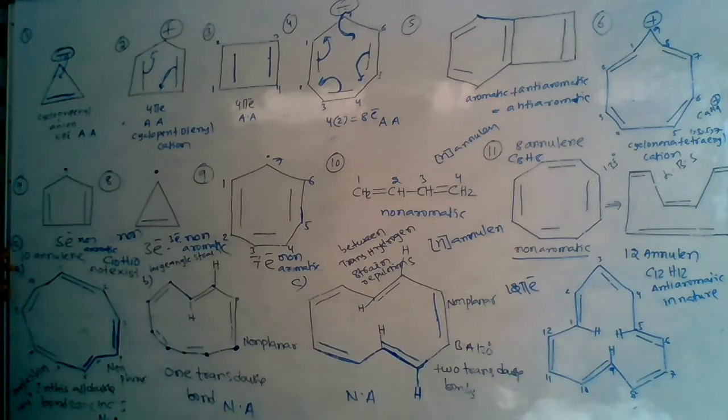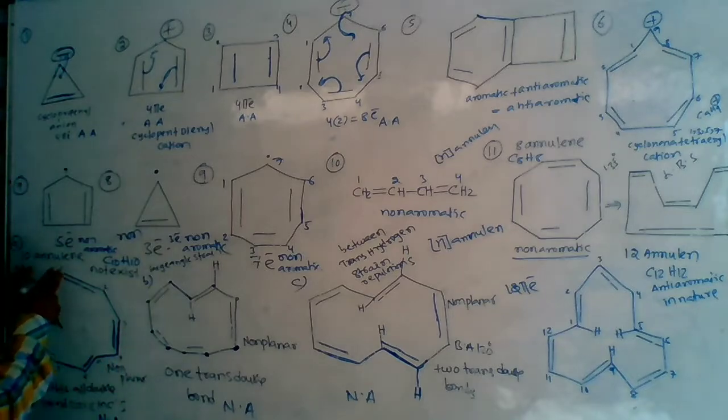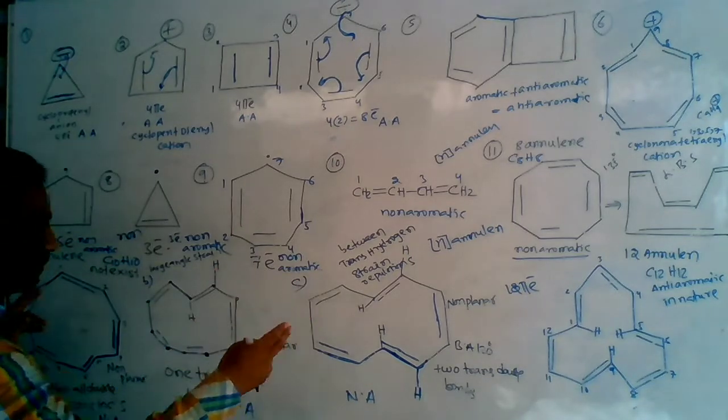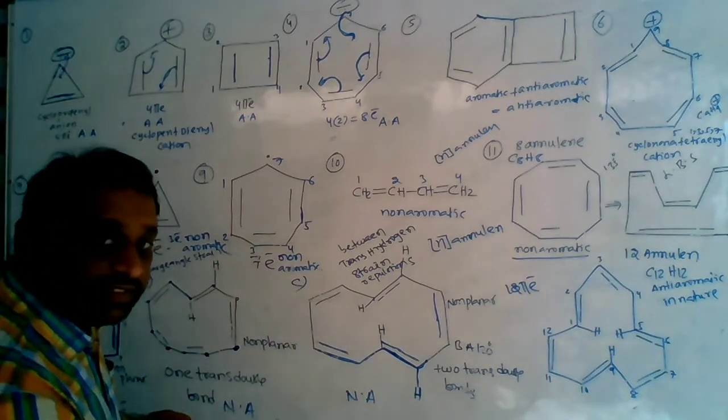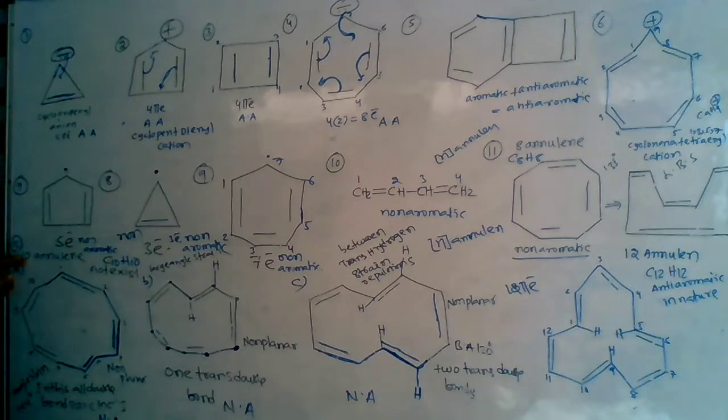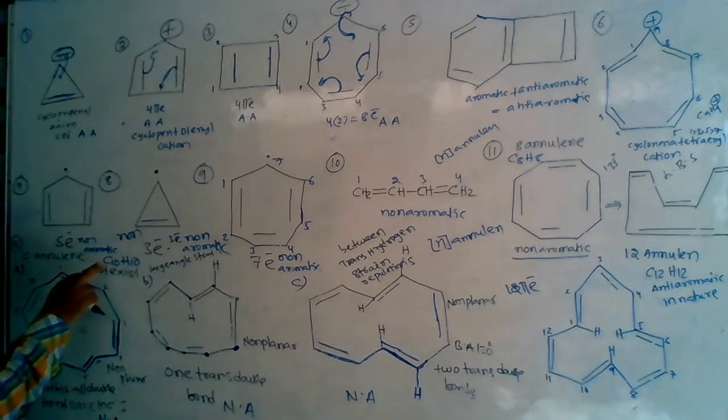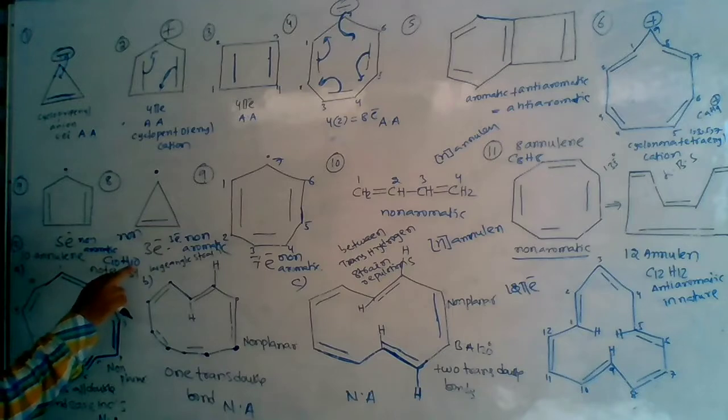And the next example is [10]annulene. Here [10]annulene has three possible structures. We have three possible structures for [10]annulene. Its molecular formula is C10H10.